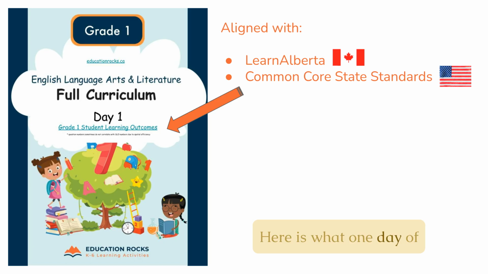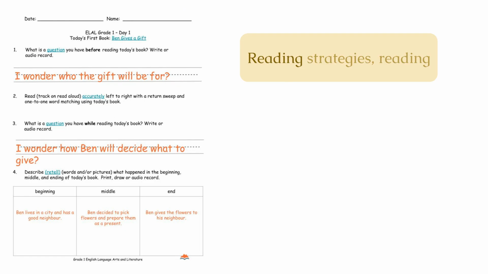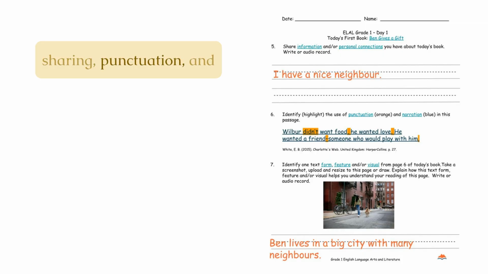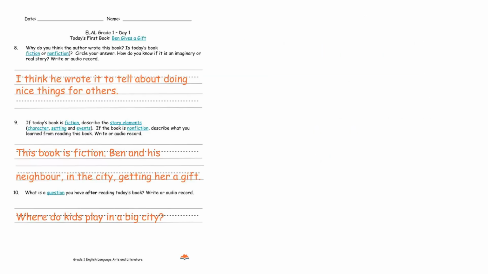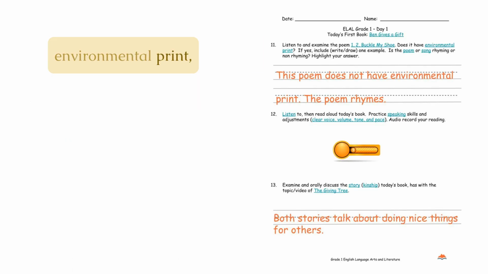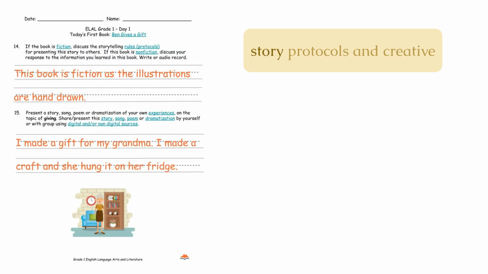Here is what one day of first grade ELA full curriculum looks like. Reading strategies, reading accuracy, and retelling. Sharing, punctuation, and text features. Author's purpose, fiction or nonfiction, and reflecting. Environmental print, speaking skills, and story kinship. Story protocols and creative writing.